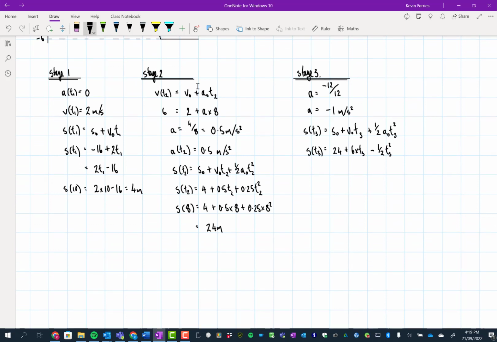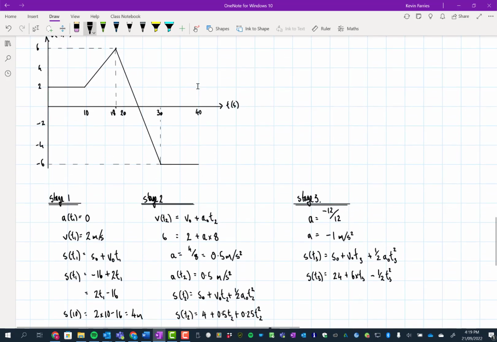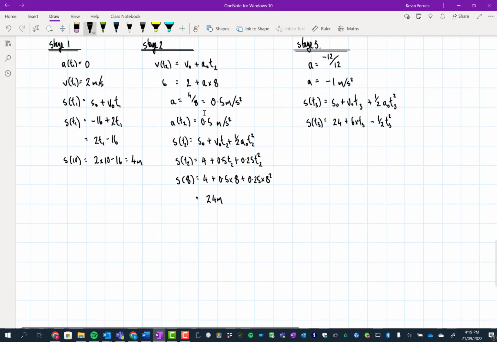So by the end of stage 3, it starts at 18 and finishes at 30, so this whole stage is 12 seconds long. So the displacement at the end of that section, S12, is going to be 24 plus 6 times 12 minus 0.5 times 12 squared, which is 24 meters again. Interesting.